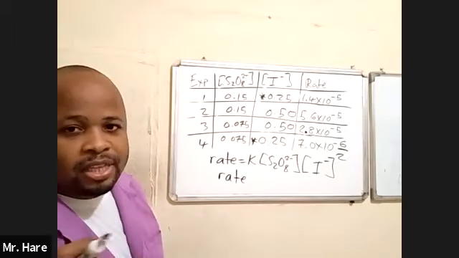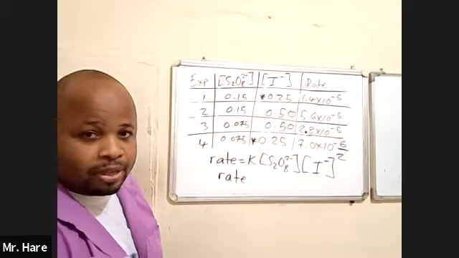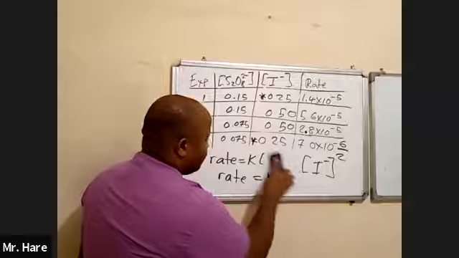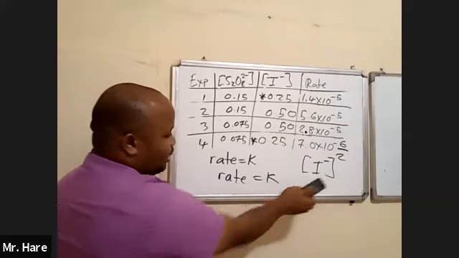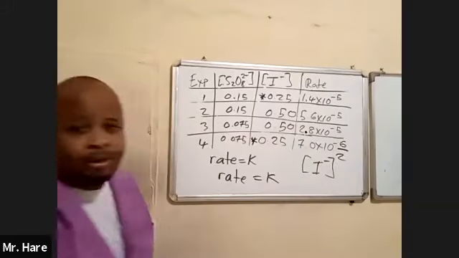So how would you write a zero order? For zero order, the concentration does not affect the rate. The rate is just equal to k. Suppose the S2O8 was zero order and I was second order, how would you write it? That would have been your rate equation: rate is equal to k times I minus squared.